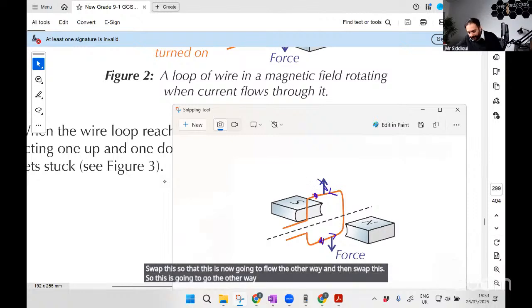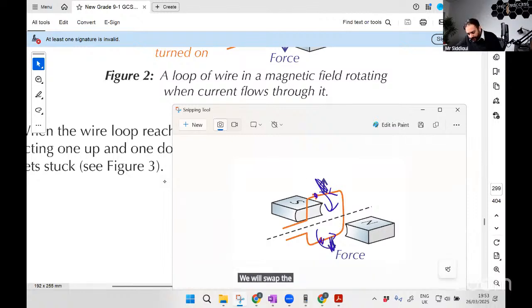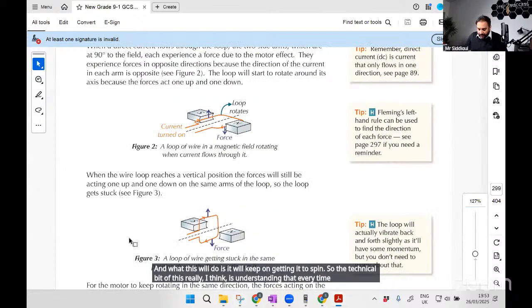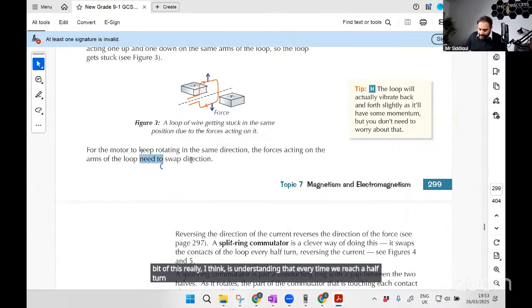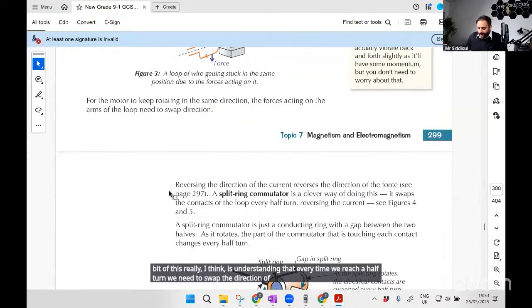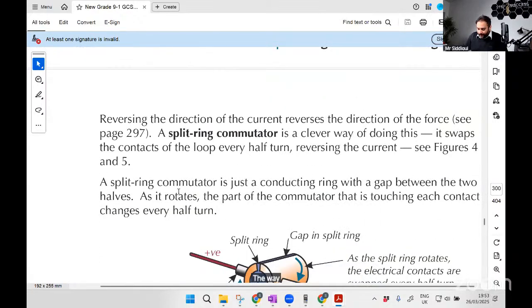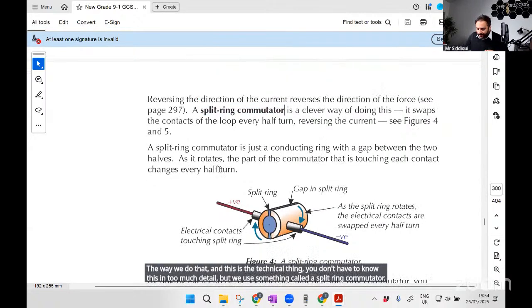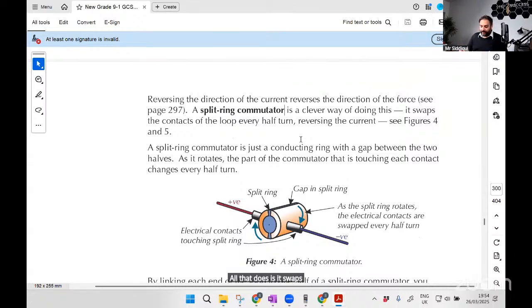Now, if we swap the direction of the current, we will swap the direction of the forces, which means that now this will continue to loop round. And then every time it reaches that halfway point again, we'll swap them again. And what this will do is keep it spinning. So the technical bit of this, I think, is understanding that every time we reach a half turn, we need to swap the direction of the current. And the way we do that, and you don't have to know this in too much detail, is we use something called a split ring commutator. All that does is it swaps the current direction every half turn.